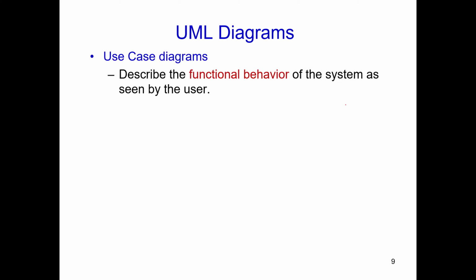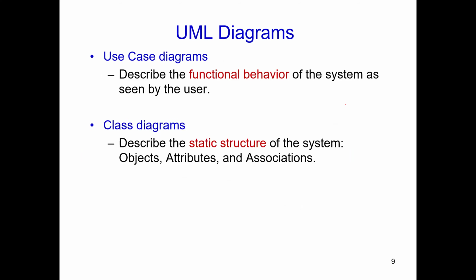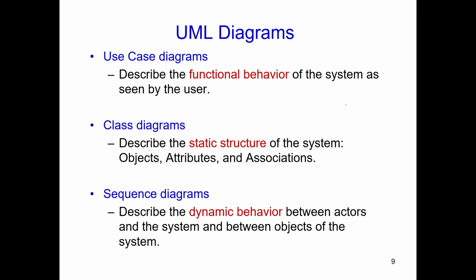We'll start with the use case diagrams. These describe the functional behavior of the system as seen by the user. The second diagram is the class diagram. This describes the static structure of the system. For example, if you want to represent the different subsystems for your development, you can use a class diagram. The sequence diagram is for dynamic behavior, showing the interactions, how they move in terms of time, and what things are happening in your system.